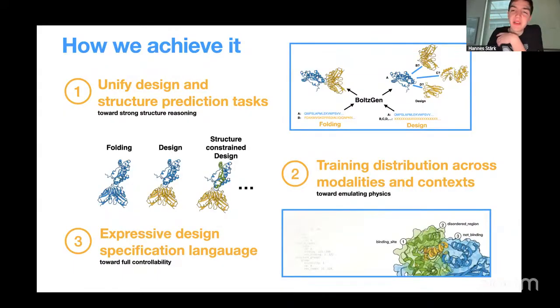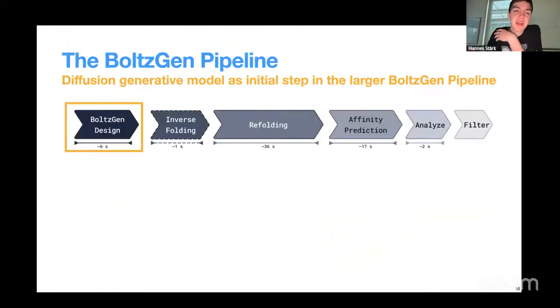First, back to point number one. Now, how do we achieve this strong structure reasoning? Before I get into that, I want to take away that this diffusion model that I'm talking about now is just one piece of a larger pipeline, and maybe the most important step of this larger pipeline, but the other steps are also crucial to end up with good designs.